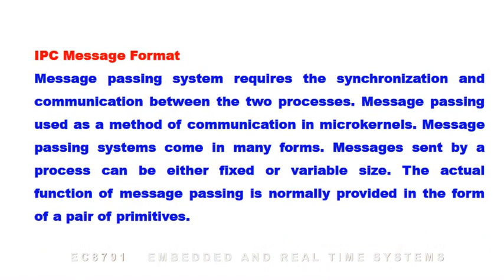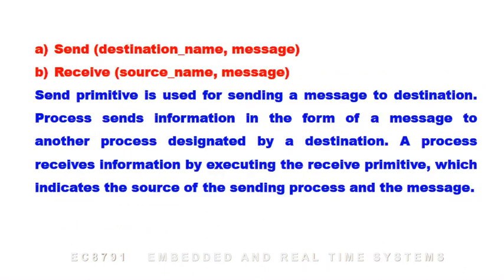IPC message format. Message passing system requires the synchronization and communication between the two processes. Message passing used as a method of communication in microkernel. Message passing systems come in many forms. Messages sent by a process can be either fixed or variable size. The actual function of message passing is normally provided in the form of a pair of primitives.